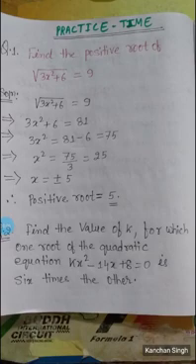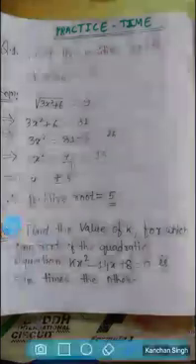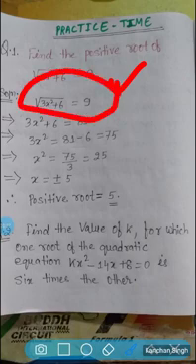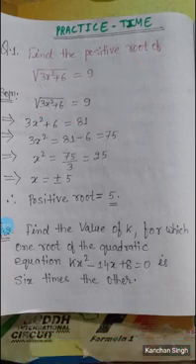Now see, our first question is: find the positive root of root under 3x square plus 6 is equal to 9. This is not very difficult. First we write root of 3x square plus 6 is equal to 9. Then we square both sides. After squaring, we get 3x square plus 6 is equal to 81, as the square root is removed and 9 square is 81. So 3x square is equal to 81 minus 6, that is 75. So x square is equal to 75 by 3, which is 25. So x is equal to plus minus 5. We have to take the positive root, which is 5.